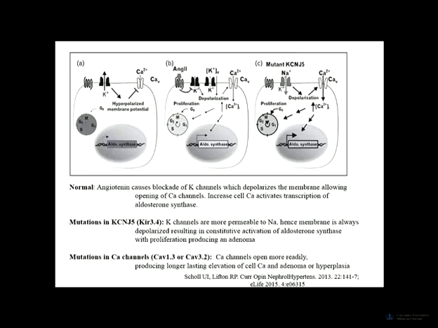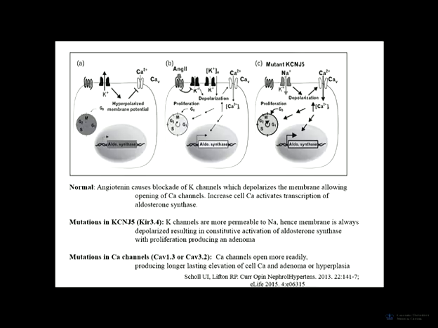So how does it work, actually? Recently there have been really exciting developments in our understanding of how aldosterone is made. There is the angiotensin II receptor, which we all know. And then there are specific potassium channels present in the adrenal gland, which are called KCNJ5. And then there are calcium channels that are also present.